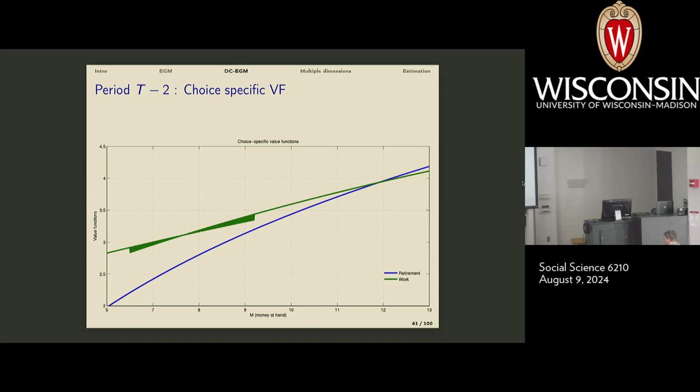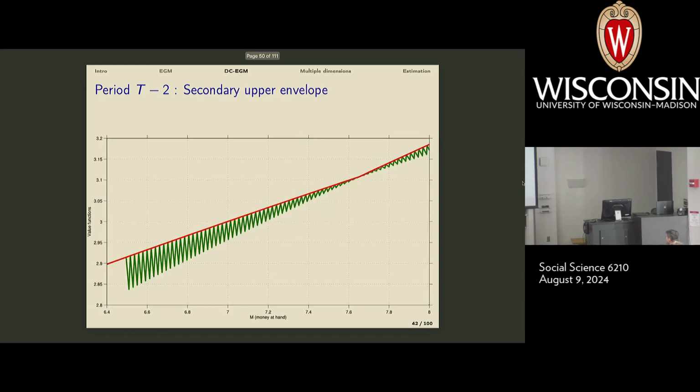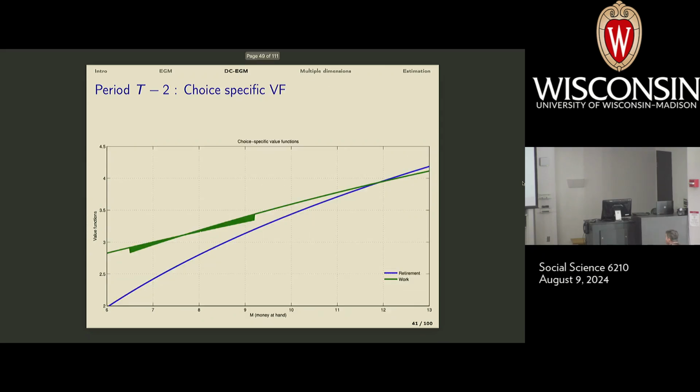This is still wealth, and I'm plotting value functions. And this is the value function of a worker, the green one. And we're just doing the EGM step like we decided to do, specific to each discrete choice. And suddenly this stuff appears, right? And if you zoom in, you see that the value function is just crazy for some reason. It just goes up and down in this particular region of wealth.